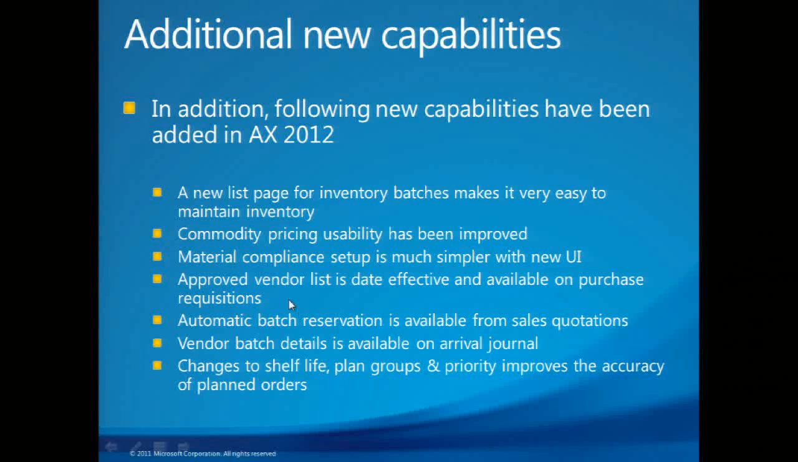Approved vendor list, which was there in AX 2009, is now date effective and is also available on purchase requisitions. Automatic batch reservation is also available on the sales quotations. Vendor batch details is also available on arrival journal. And there are a lot of changes to the shelf life functionality, plan groups, and priority, which improve the accuracy of the planned orders. You get planned orders when you expect to get them, as compared to otherwise.